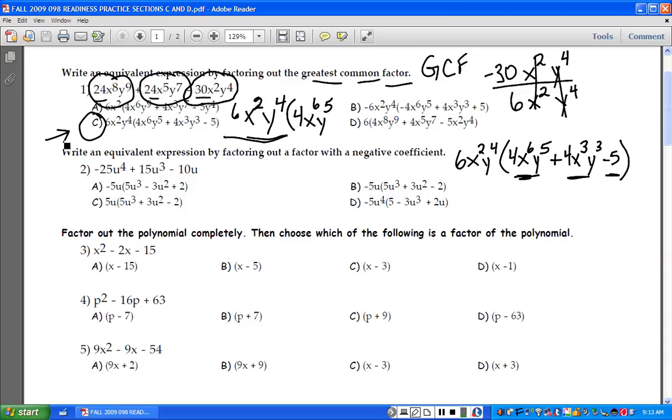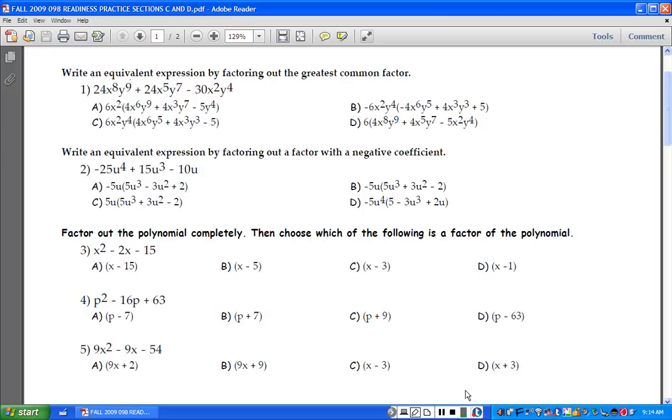Alright, let's just erase all of that, clear some things up. Okay, moving on to number 2. Now that we got the hang of what we're doing, we'll go through number 2 a little bit faster. But understand now that number 2 wants a negative coefficient. So once again, they want the GCF, but they just want it as a negative version when we pull out our GCF. Pull it out in negative form.